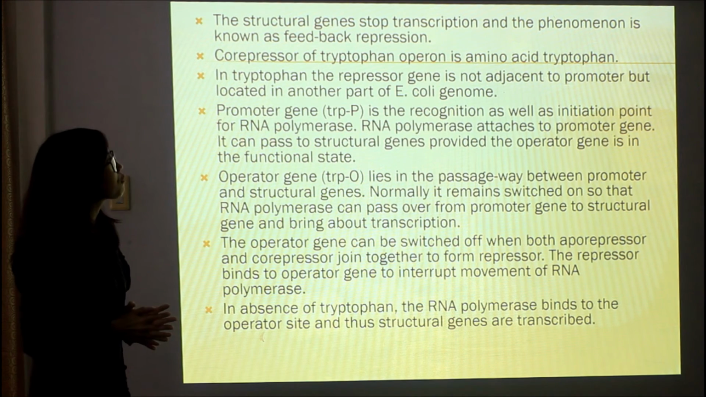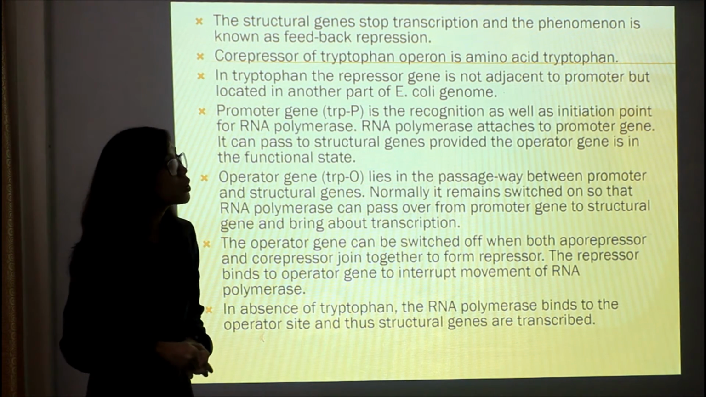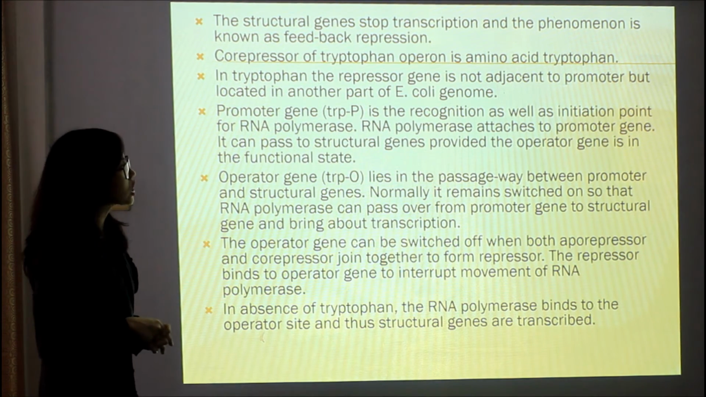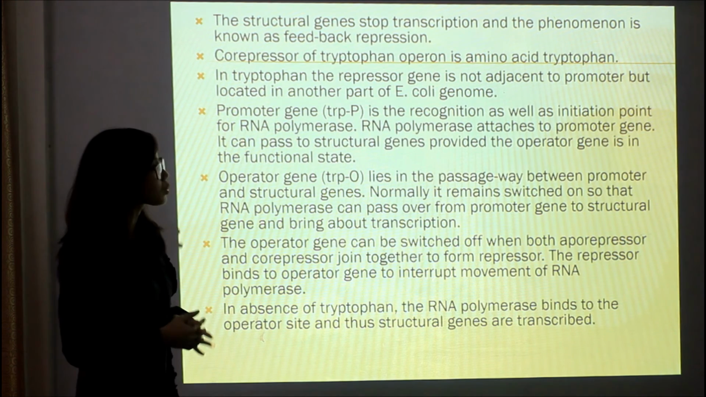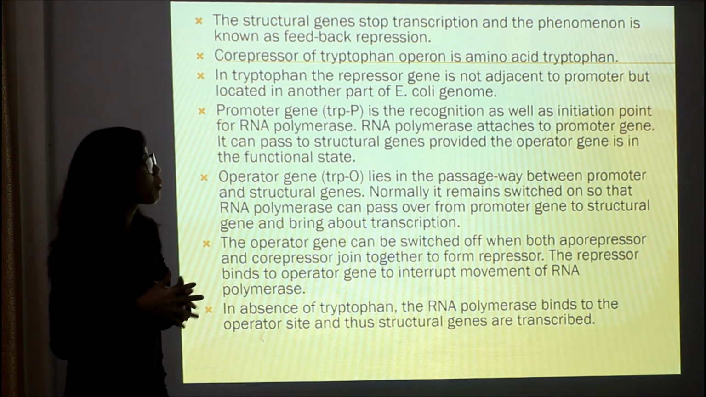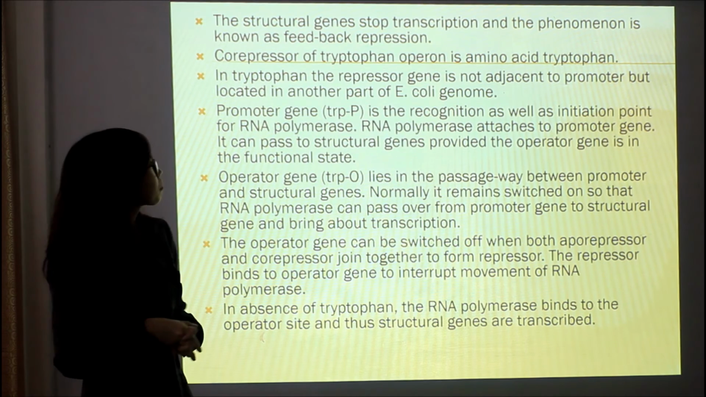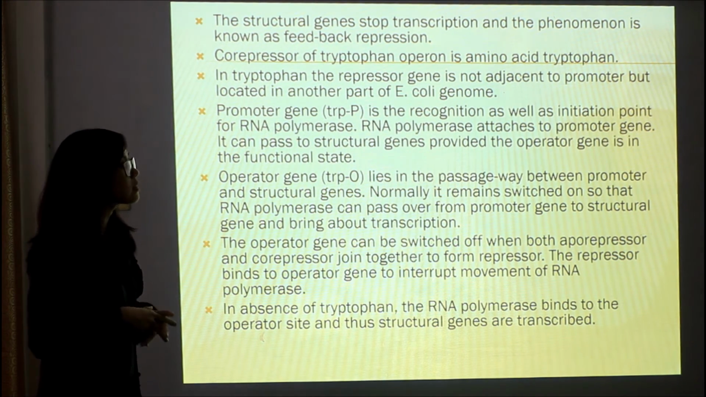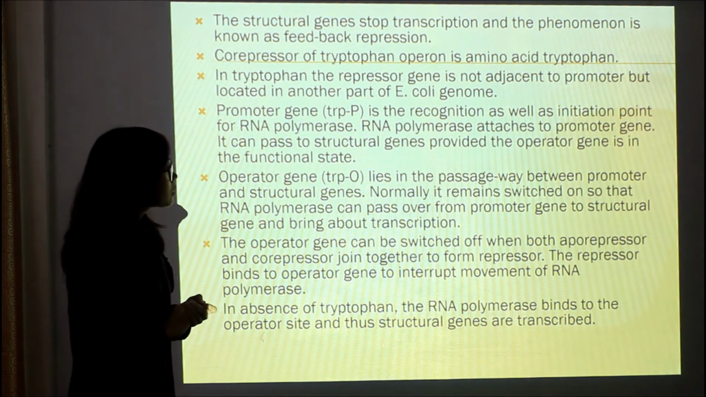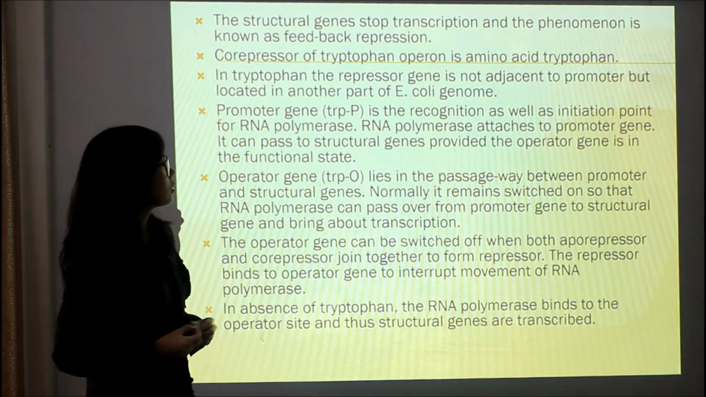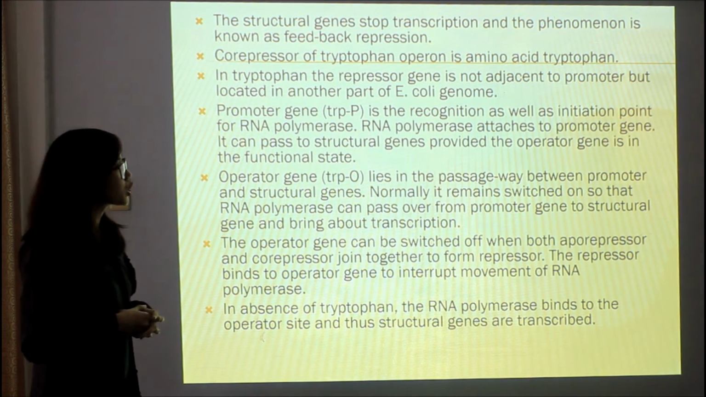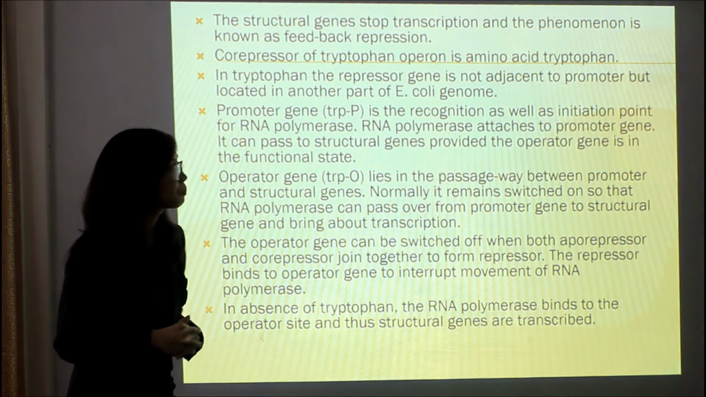So, the co-repressor of the tryptophan operon is the amino acid tryptophan. In the tryptophan operon, the regulator gene is not adjacent to the promoter but is located in another part of the E. coli genome. The promoter gene is the recognition as well as initiation point for RNA polymerase. RNA polymerase attaches to the promoter gene. It can pass to structural genes provided the operator gene is in the functional state.